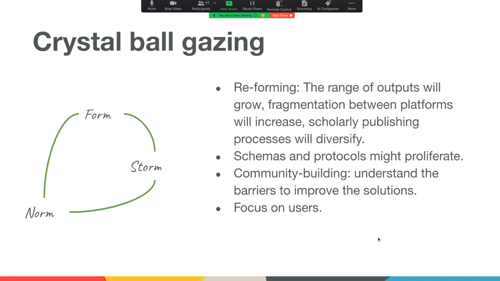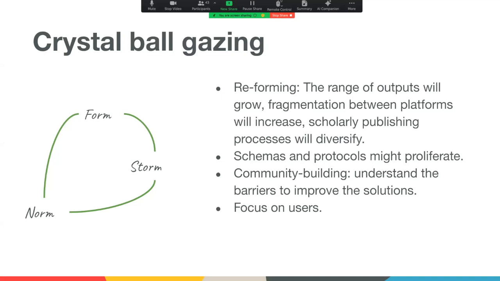So yeah, just take a couple of minutes to maybe reflect on where I think we are at the moment in terms of all this. If you're familiar with the forming, storming, norming process, I think scholarly communication is maybe reforming at the moment, which is why we're seeing fragmentation between platforms and people coming up with different ways of doing scholarly communication. It's not just submit to a journal, wait for peer review, wait for editorial decision, publish. A lot of those processes are being mixed up.